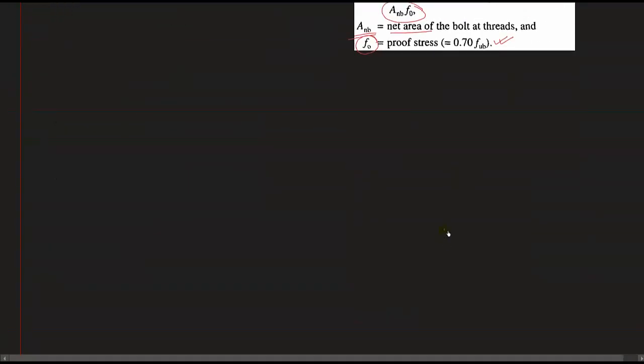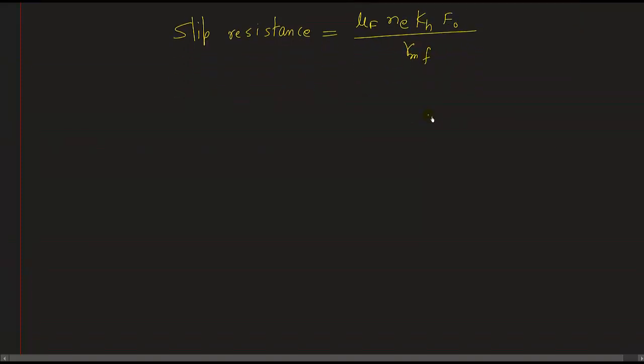So slip resistance can be given by this formula. So I can write here slip resistance, and this is equal to mu f times Ne times Kh times F naught divided by gamma mf. So let us first calculate this term, that is F naught, that is proof load. So F naught is proof load.